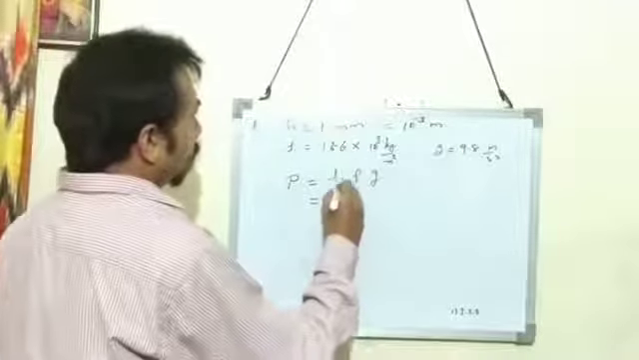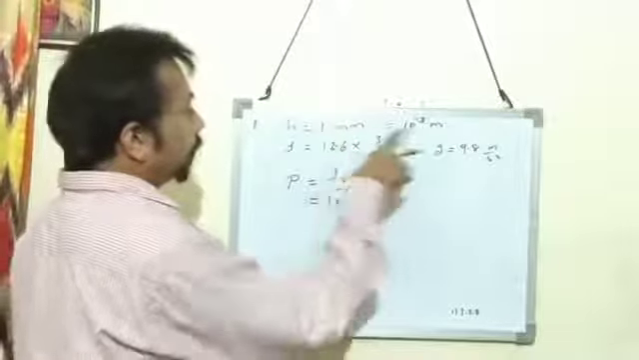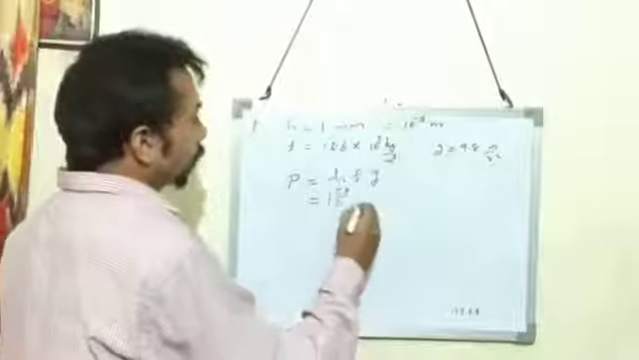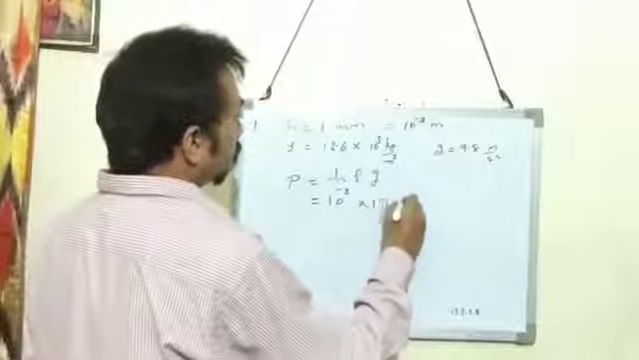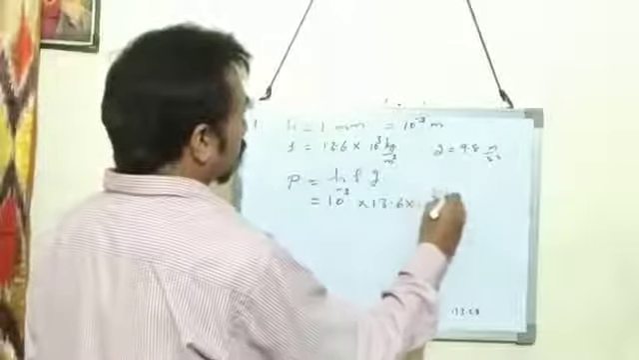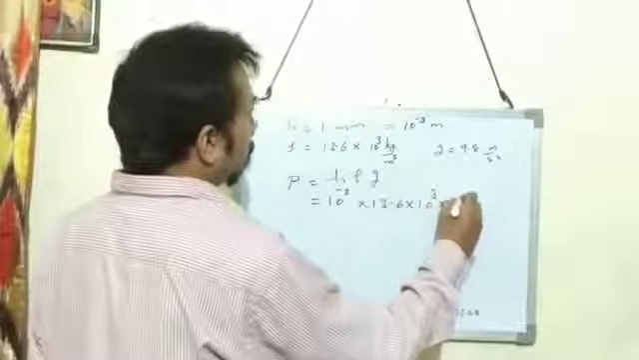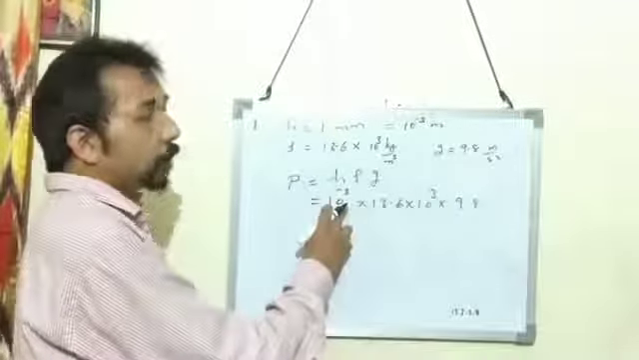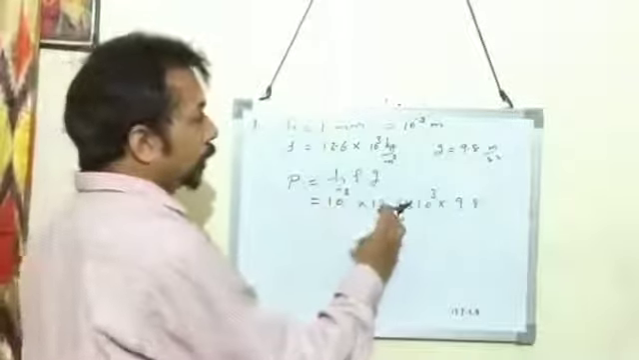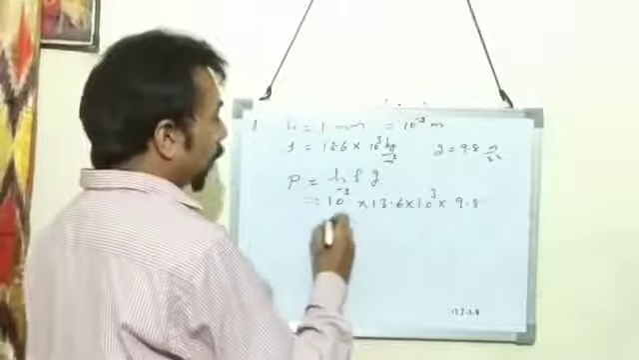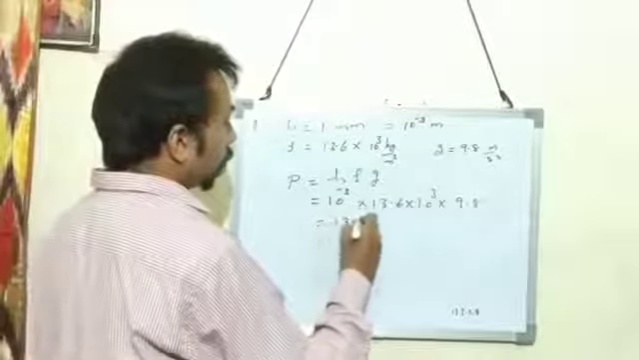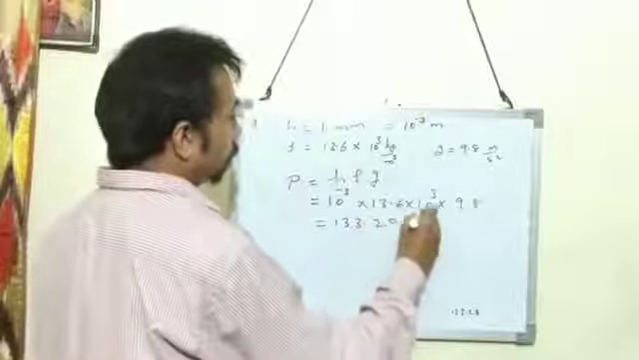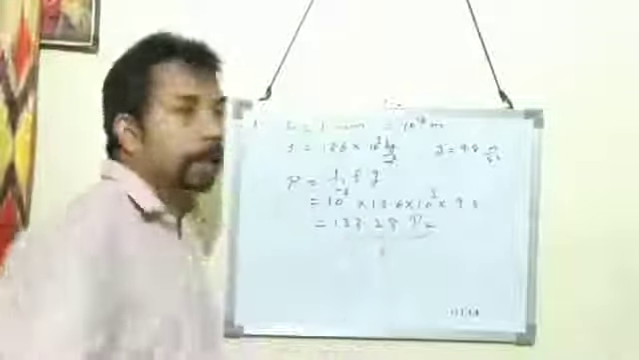Substituting, height is 10 to the power minus 3 meter into 13.6 into 10 to the power 3 into 9.8. 10 to the power 3 into 10 to the power minus 3 is 10 to the power 0, which is equal to 1. 13.6 into 9.8, that is 133.28 Pascal. So this is the answer.